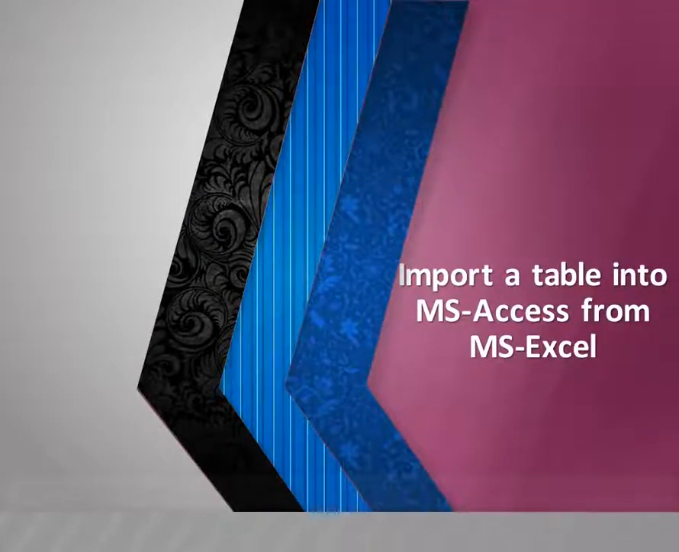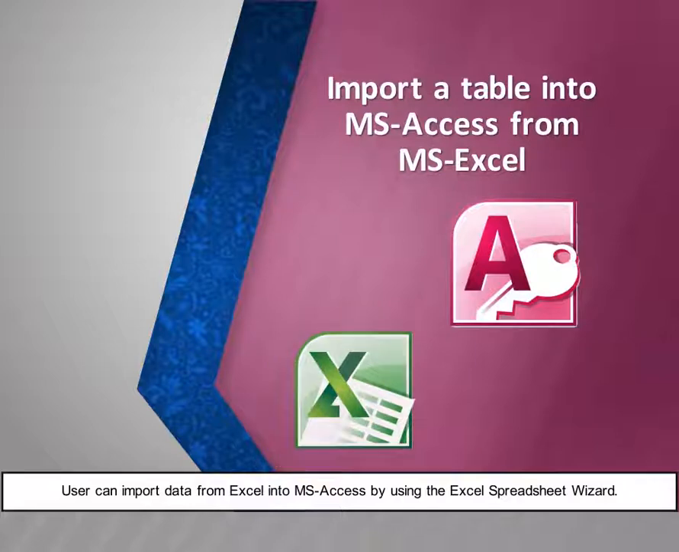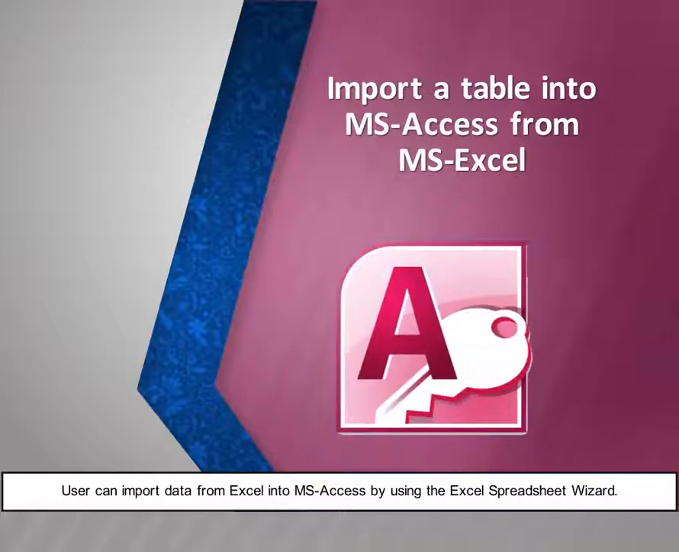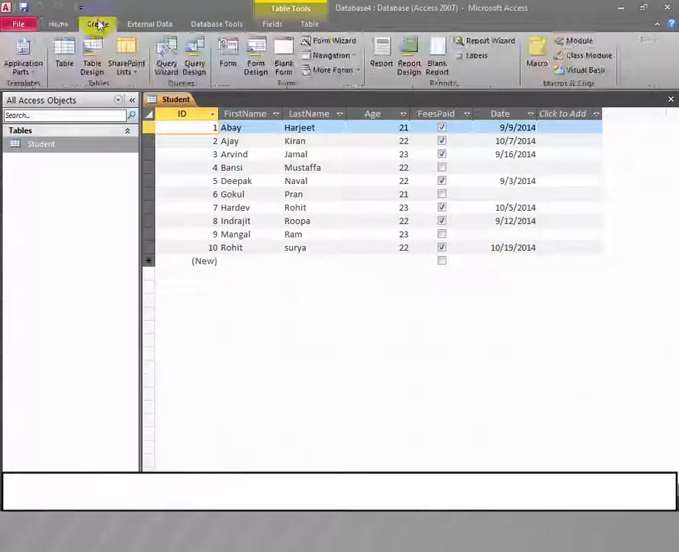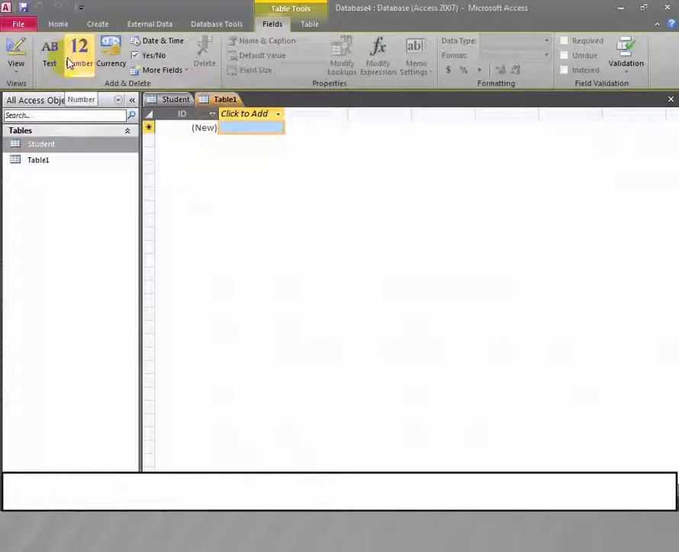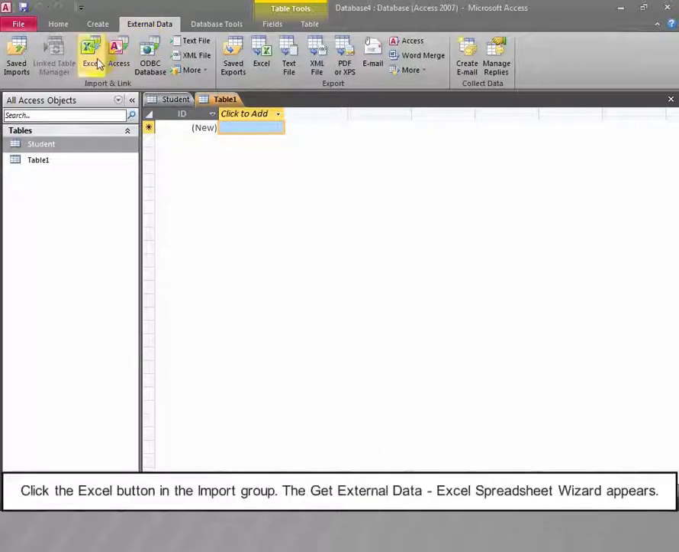Import a table into MS Access from MS Excel. The user can import data from Excel into MS Access by using the Excel Spreadsheet wizard. To import data from Excel, activate the External Data tab. Click the Excel button in the Import group. The Get External Data Excel Spreadsheet wizard appears.